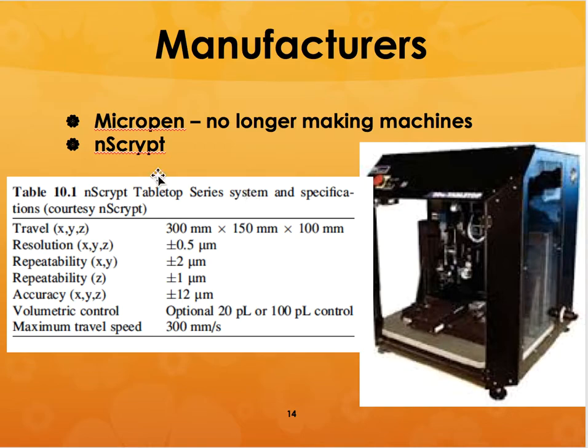Some of the manufacturers: one of the earliest ones was MicroPen. I'm not really sure that they are still making machines. And the next one is obviously the nScrypt one. So these are the typical sizes and shapes that you want.